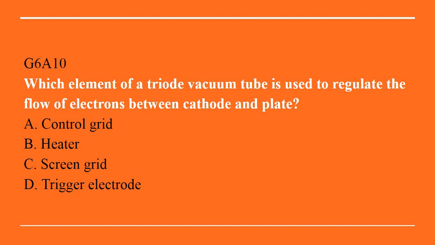G6A10, which element of a triode vacuum tube is used to regulate the flow of electrons between cathode and plate? A. Control grid, B. Heater, C. Screen grid, or D. Trigger electrode? Answer is A. Control grid.